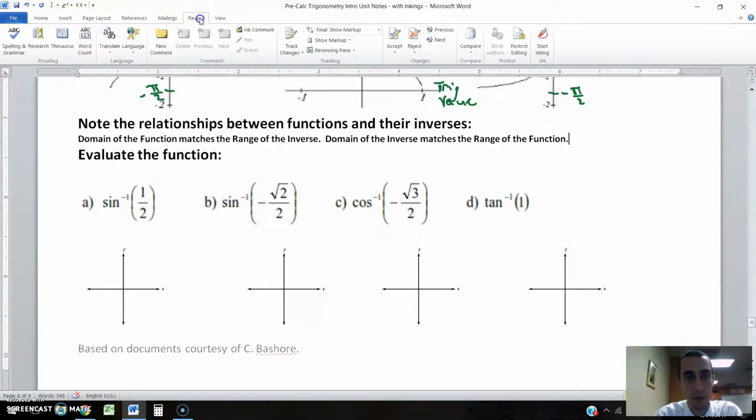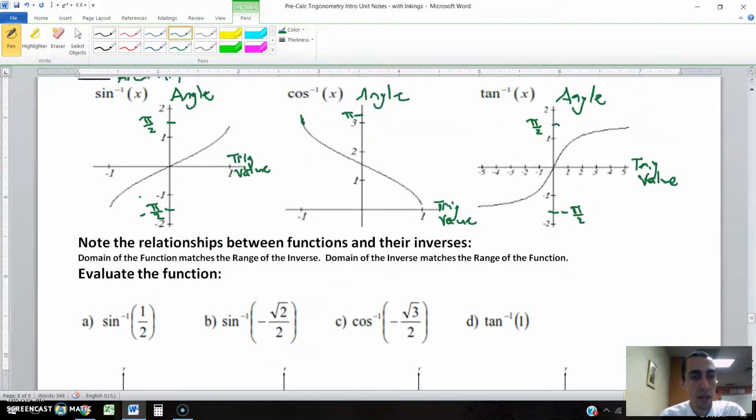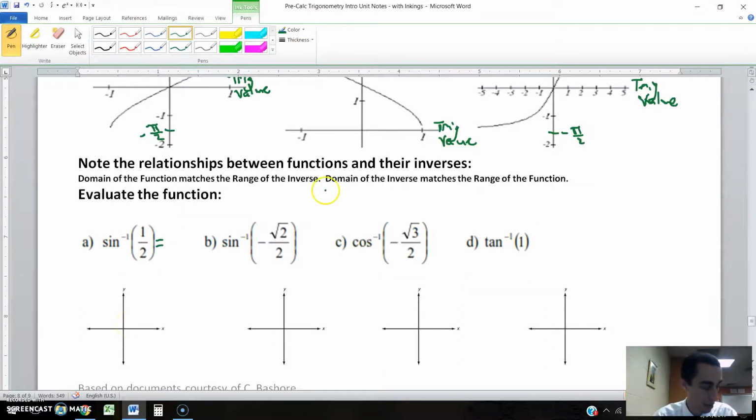Next up, we're told to evaluate each of these functions. So we are asked, what is the sine inverse of 1/2? Now remember, with the sine inverse function, you put a trig value into it, and your output, or your answer in this case, is going to be an angle. So we want to know which angle has a sine value of 1/2.